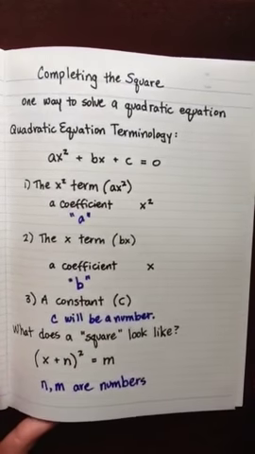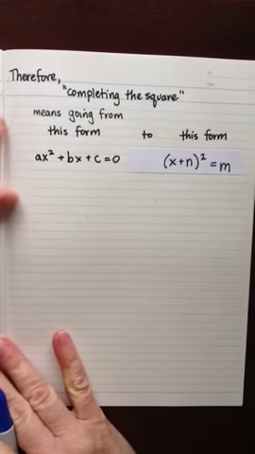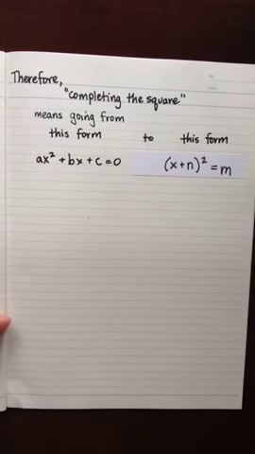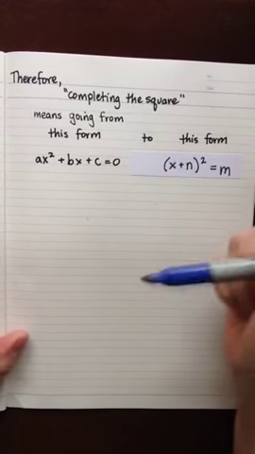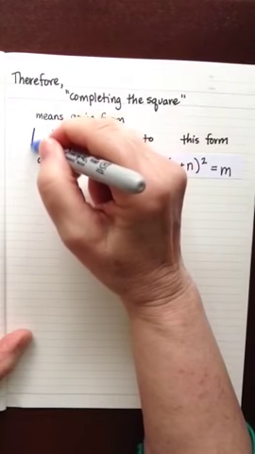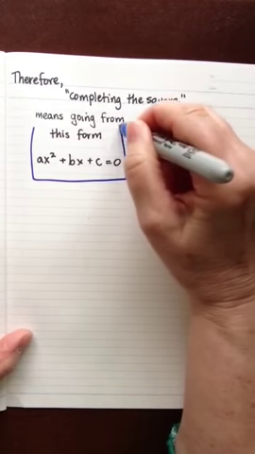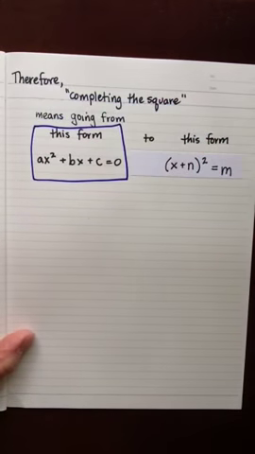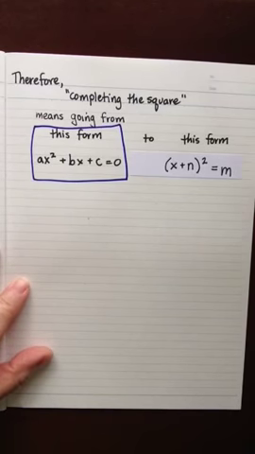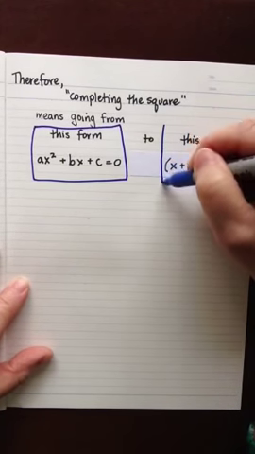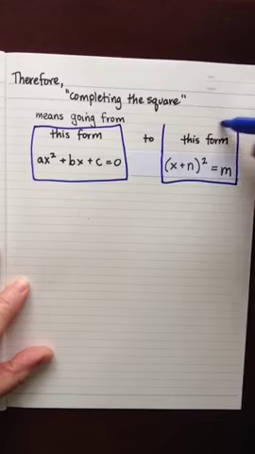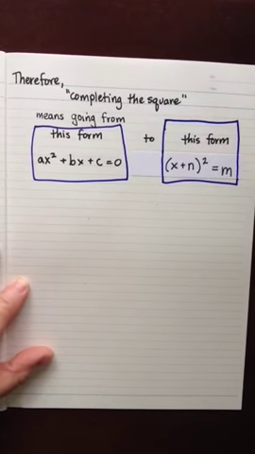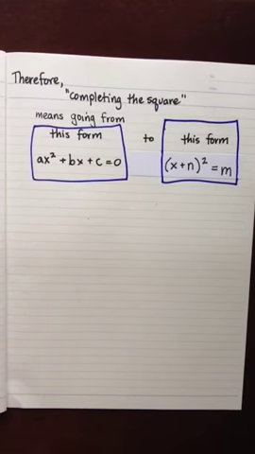And so we see, therefore, that completing the square means going from this form, ax squared plus bx plus c equals 0, to this form, x plus n squared equals m. And in further videos, we'll talk about the mechanics of completing the square.